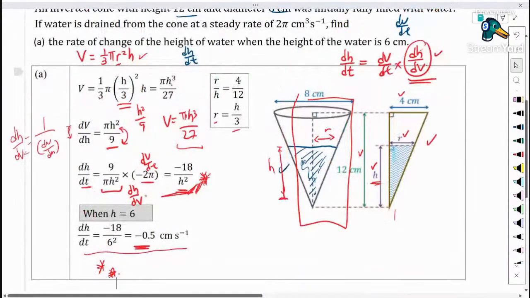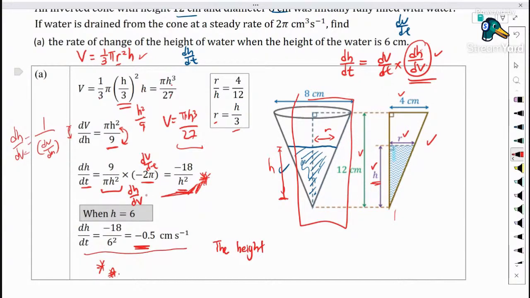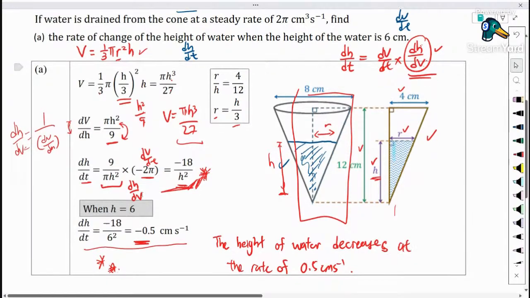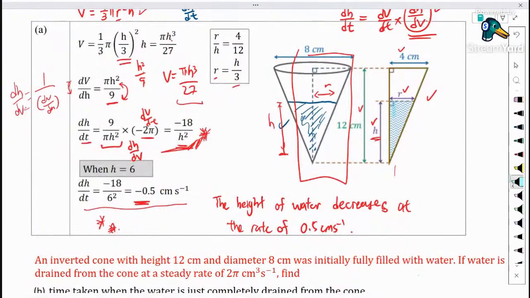Where the sentence I can write here is that, can say something like, the height of water decreases at the rate of 0.5 centimeter per second. So you see in the sentence here, I don't have a negative sign, because the word decrease already indicates the negative sign.